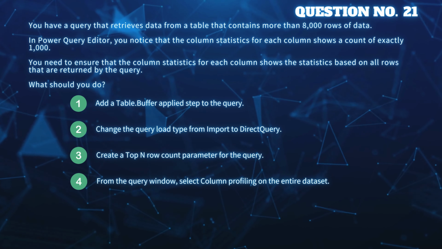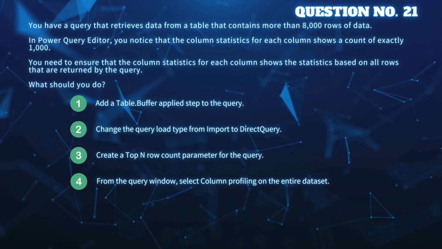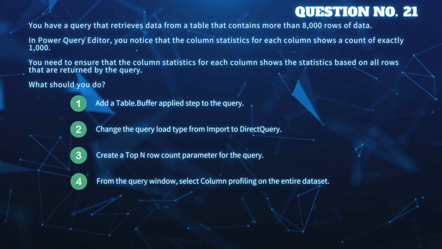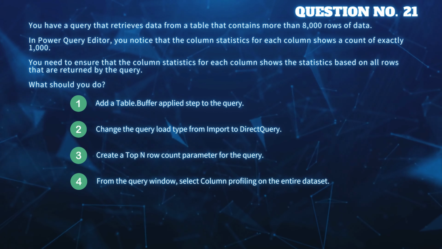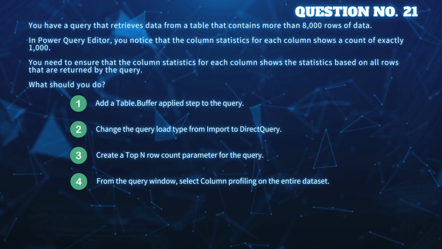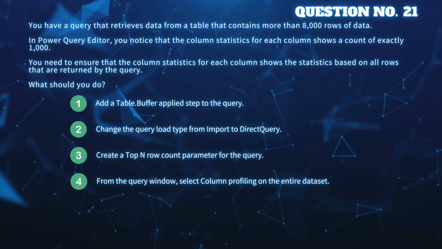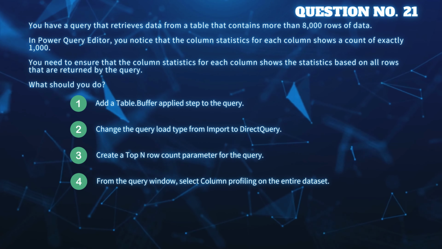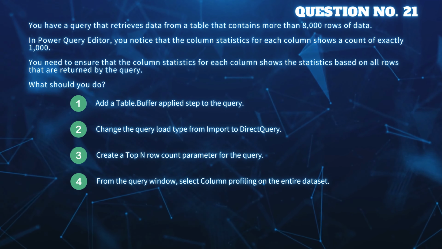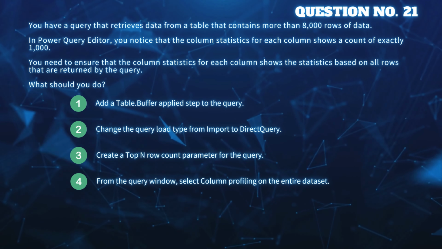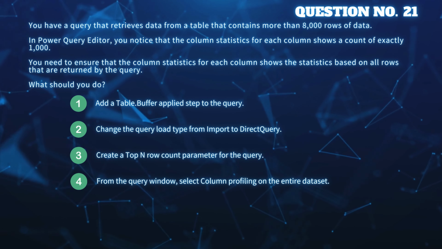You have a query that retrieves data from a table that contains more than 8,000 rows of data. In Power Query Editor, you notice that the column statistics for each column shows a count of exactly 1,000. You need to ensure that the column statistics for each column shows the statistics based on all rows that are returned by the query. What should you do? Option 1, add a table buffer applied step to the query. Option 2, change the query load type from import to direct query. Option 3, create a top and row count parameter for the query.